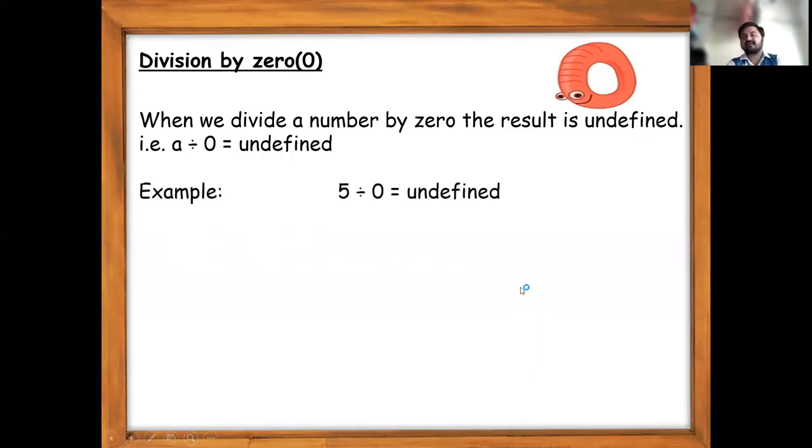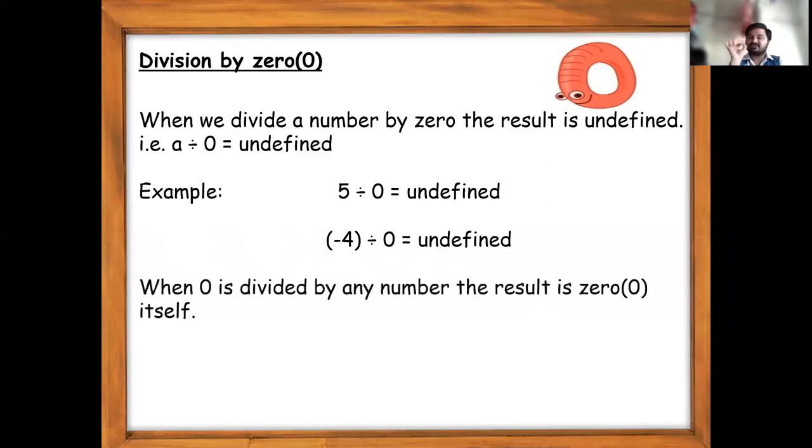Okay, so let us see an example. When we divide 5 by 0, we get the answer as undefined. And similarly, whatever may be the sign of the integer, when you divide that integer by 0, you will get an undefined answer.